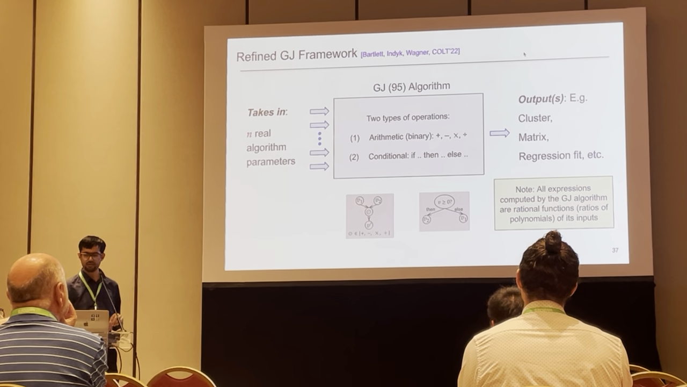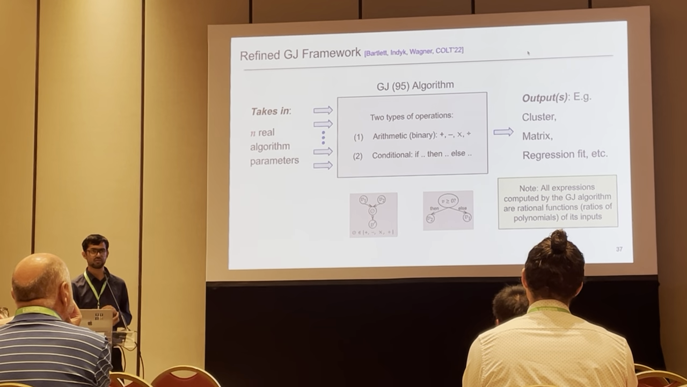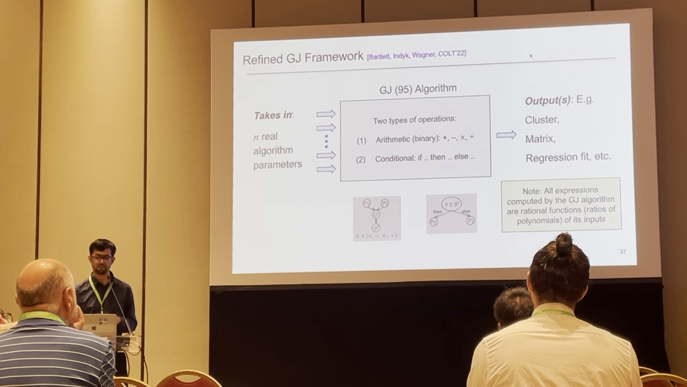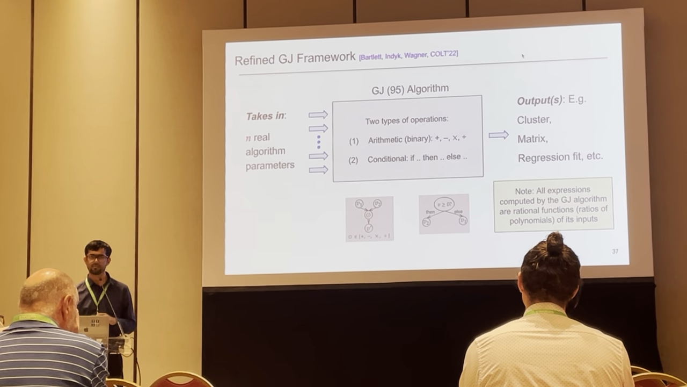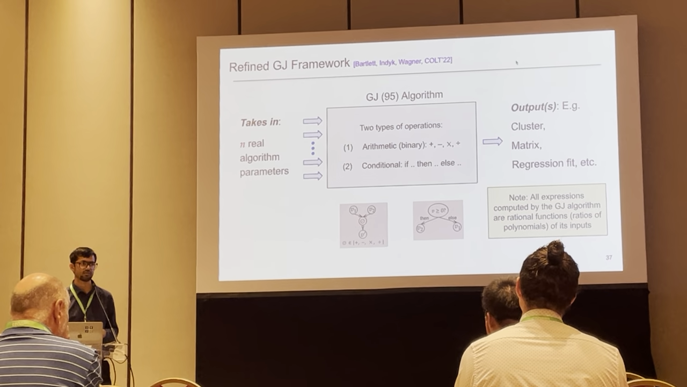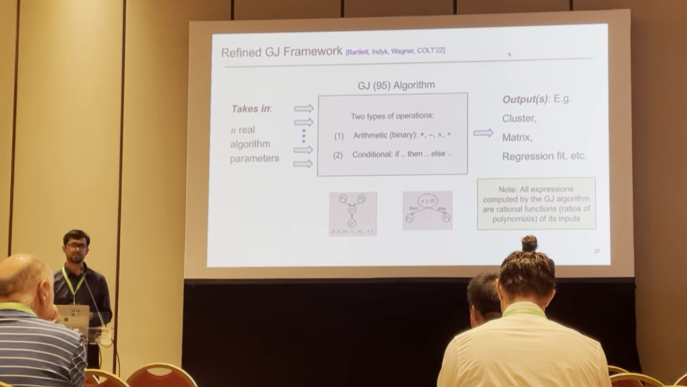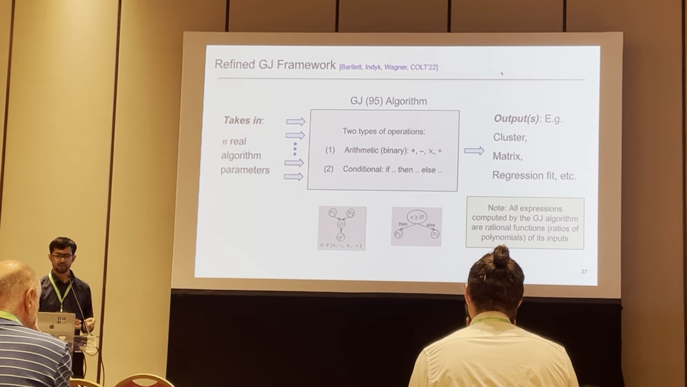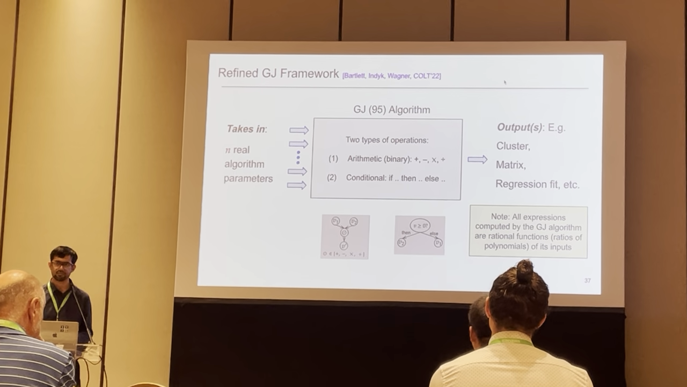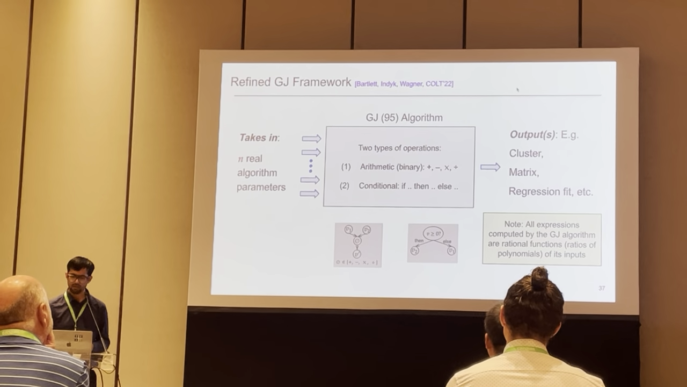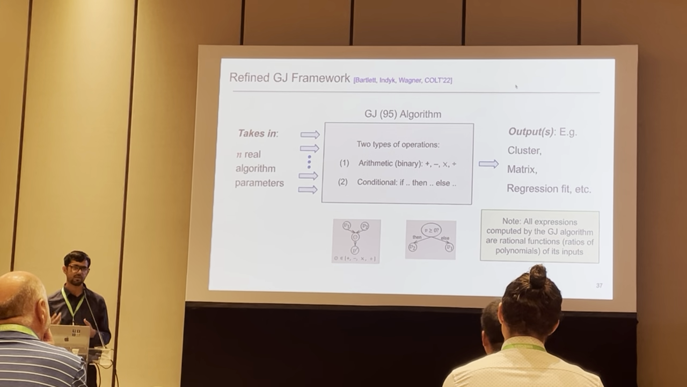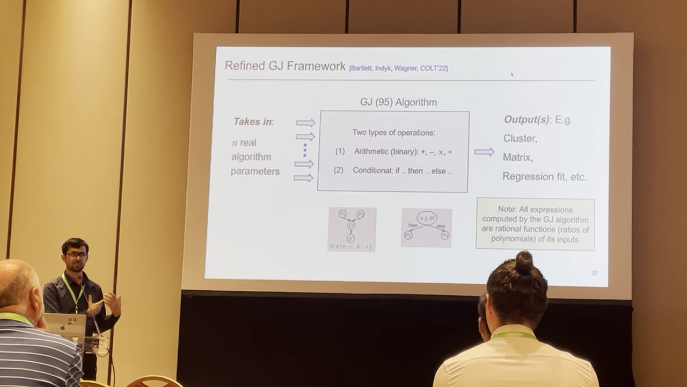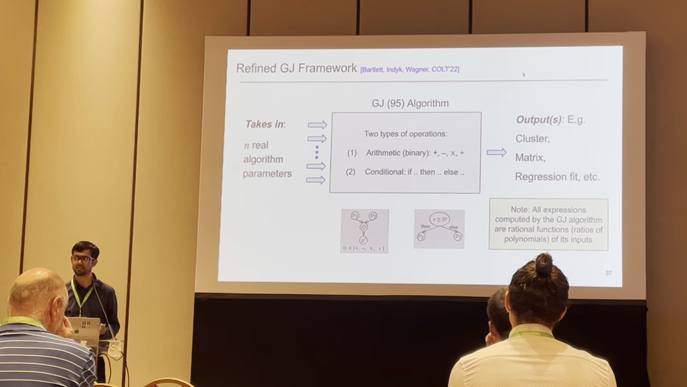One of the things to note here is that all the expressions that this GJ algorithm computes are ratios of polynomials in the inputs. If you are only allowed to do addition, subtraction, multiplication, and division, the expressions that you compute will be so-called rational functions, or ratios of polynomials in the original parameters. And we will try to give complexity bounds based on how complex these expressions can get when you're trying to run the algorithm. So that's the high-level idea.